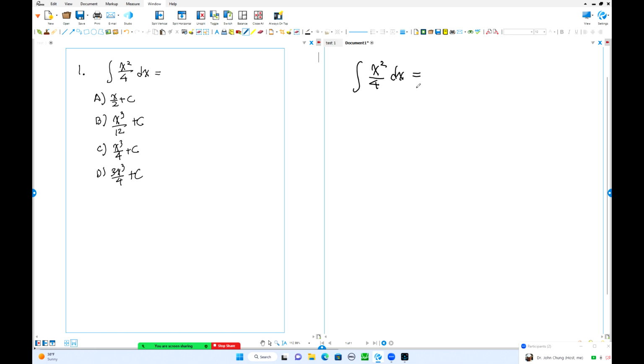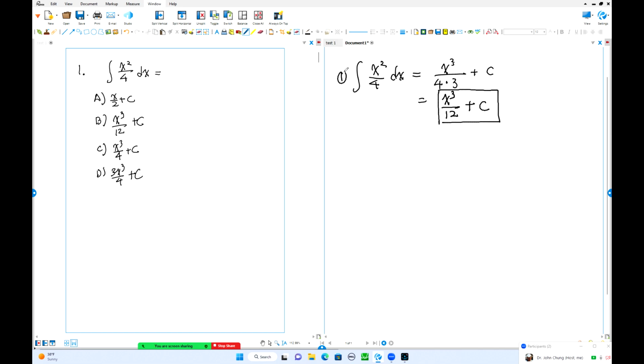This one can be expressed this way. Add 1, right? 2 plus 1 is x cubed. But you're going to divide by, we still have a 4 there, divided by 3 again, right? It's okay? Yeah. So this is why x cubed over 12 plus C is the solution, okay?